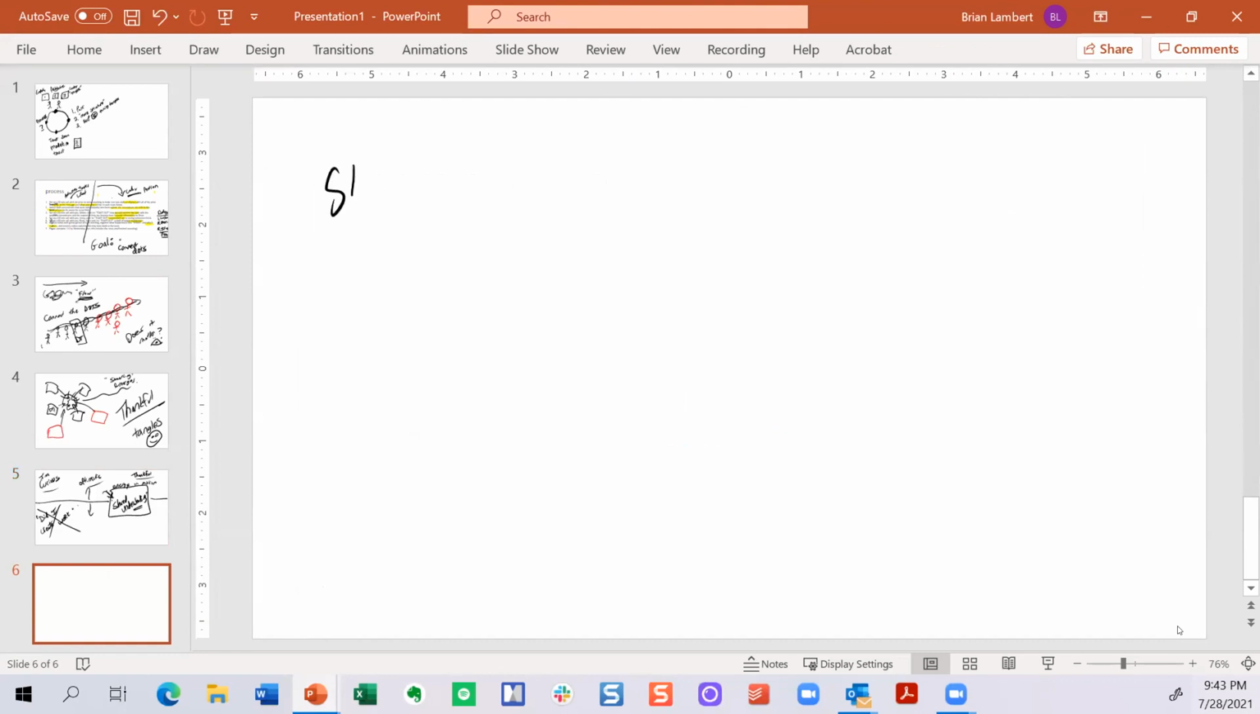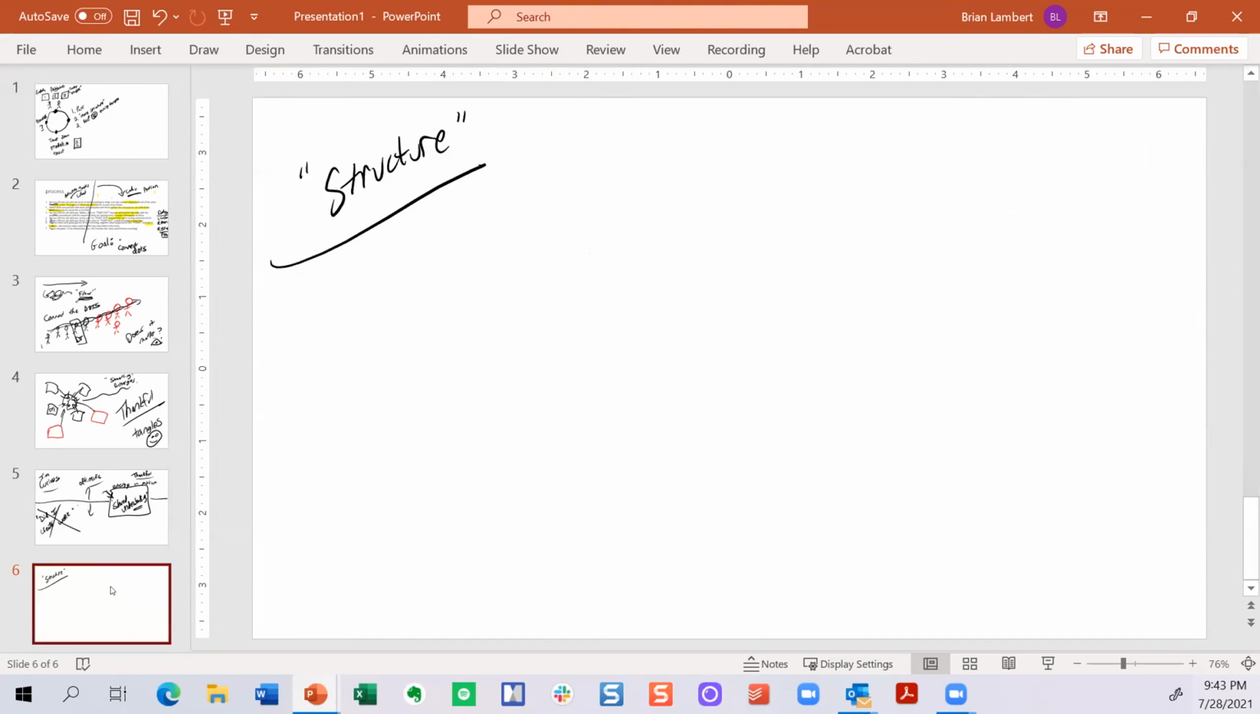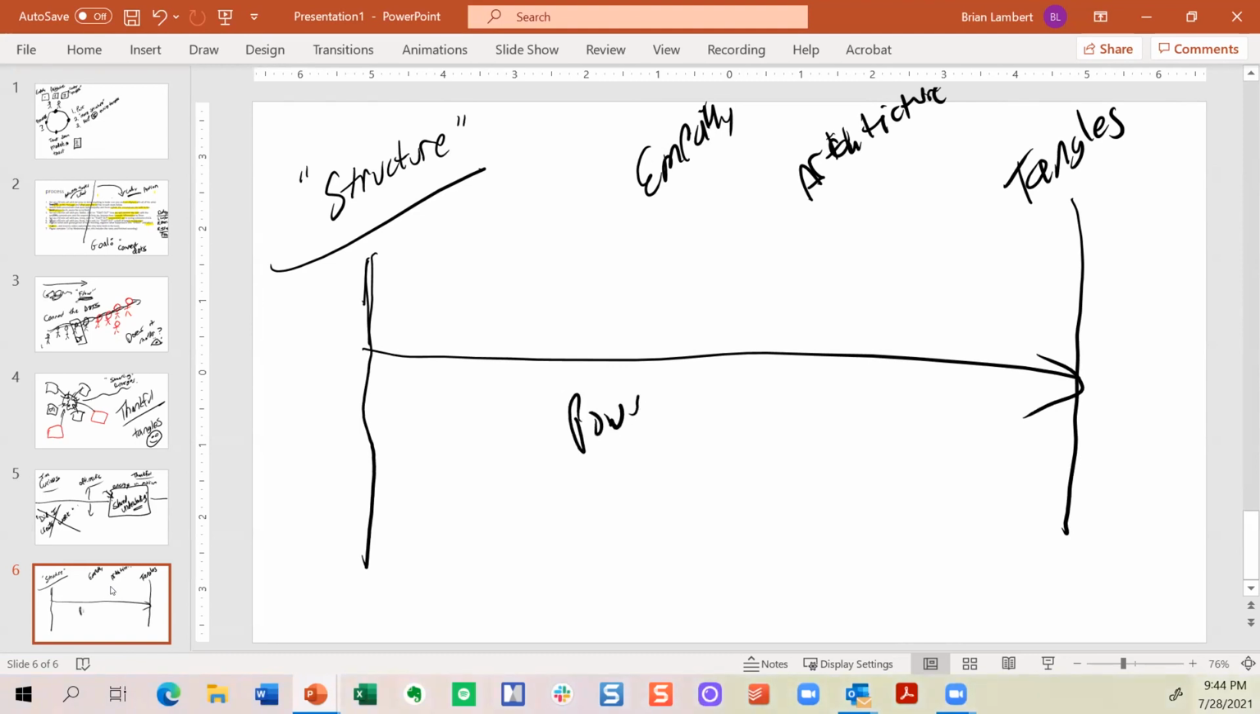The idea of structure, we don't have it. We don't necessarily have a structure that's repeatable and consistent. So if I go up here: empathy, architecture, and the tangles themselves. What this could emerge to is a structure to help me create tangles. A structure that leads to tangles, powered by us.